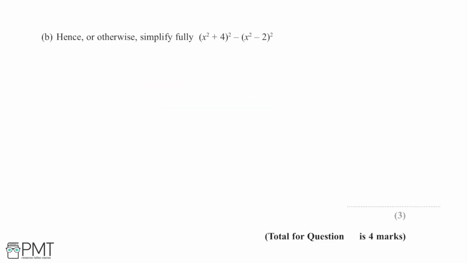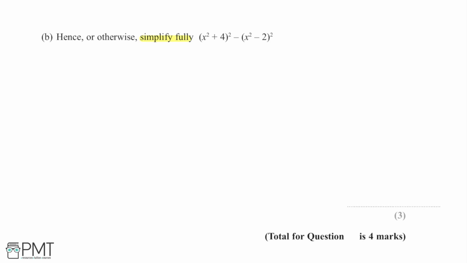So now here I'm asked to, hence or otherwise, simplify fully this expression that we're given here: x squared plus 4, all squared, minus x squared minus 2, all squared. Now this phrase hence or otherwise is making me think back to the previous part of the question and how this idea of these two squares is going to link back to what we just did in the previous part here.